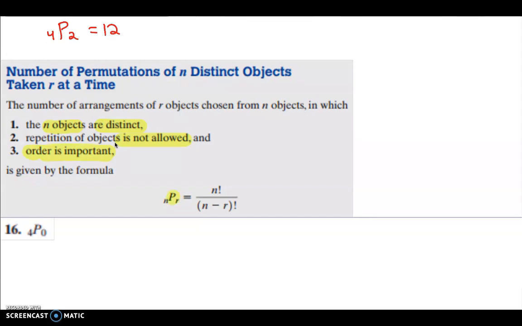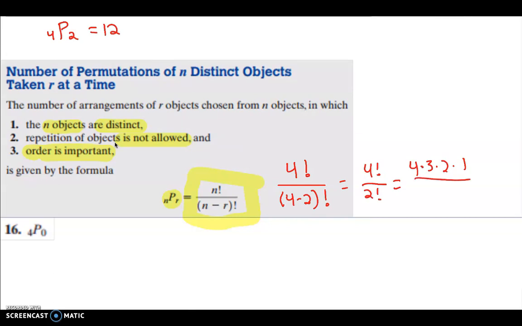If that's the case, then NPR, n permutations of R, is calculated as n factorial divided by n minus R factorial. So in our case, you had 4 factorial because we were choosing from 4 letters, and then we had 4 minus 2 because we were selecting 2. So 4 minus 2 factorial, which is 4 factorial divided by 2 factorial. And this is just a very simple example. So 4 times 3 times 2 times 1 over 2 times 1, and the 2's cancel, the 1's cancel, so you get 4 times 3 is 12. So the cancellations will work out very nicely.